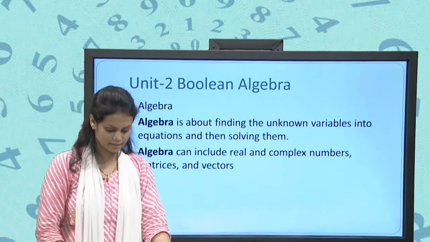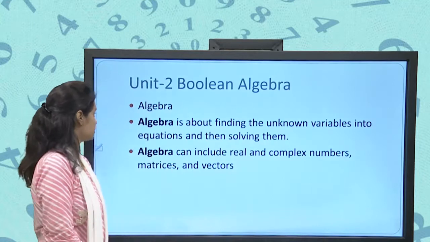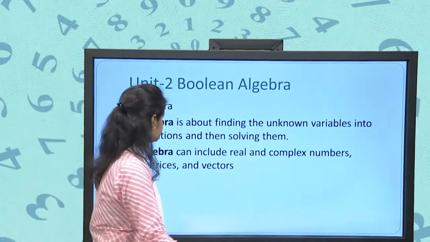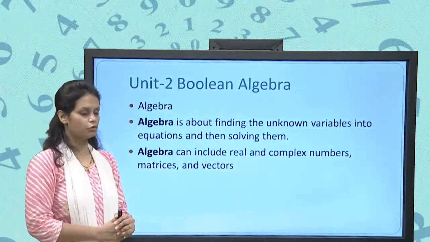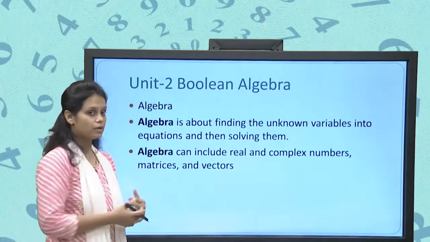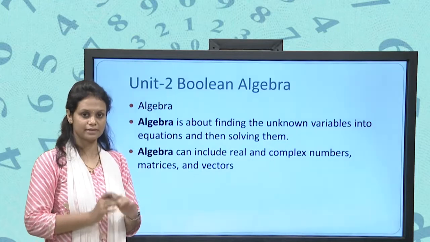In the last lecture series, we have seen the number system. Now first of all, what is normal algebra, before we start Boolean algebra? Algebra is about finding the unknown variable value from the equation. And that equation may contain some matrices, some complex numbers, some vectors also. That is the normal algebra.